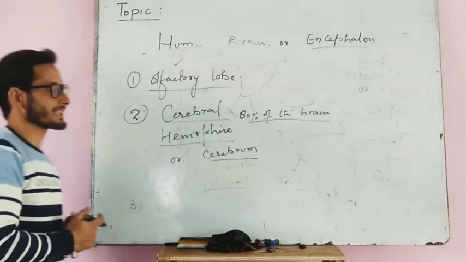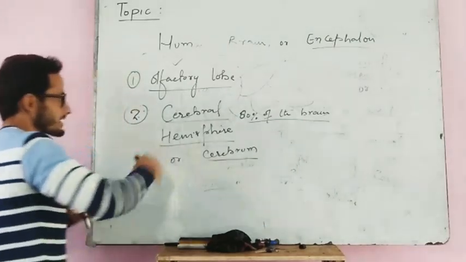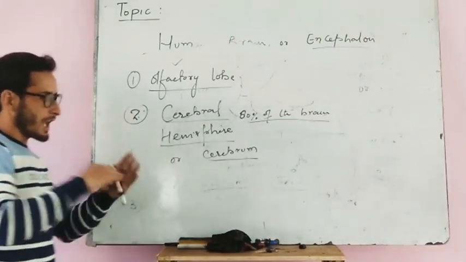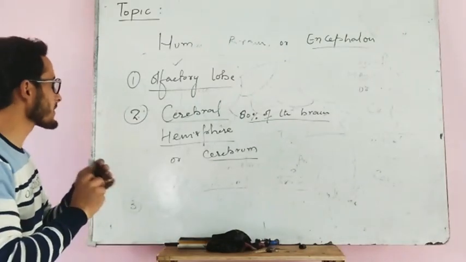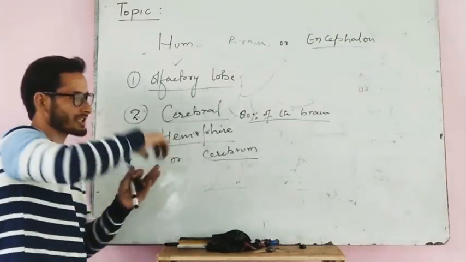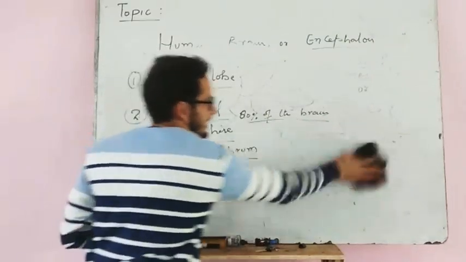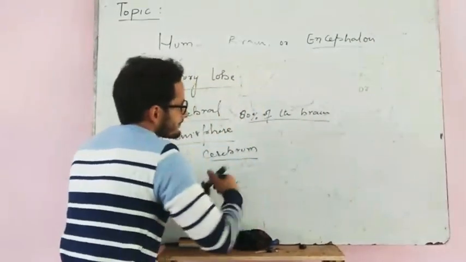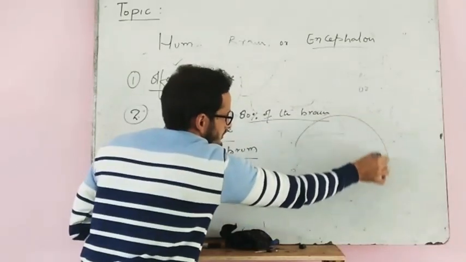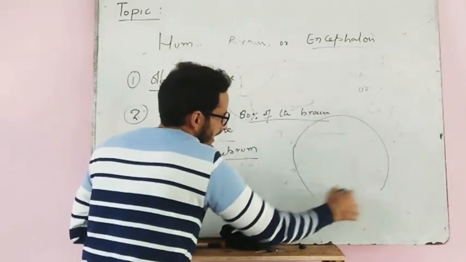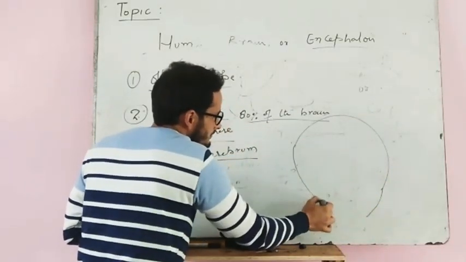And this is also called the thinking part of the brain. It is actually a hemisphere type structure. This cerebral hemisphere is the uppermost part of the brain. If we see the dorsal view of the brain, dorsally the cerebrum will appear just like this.